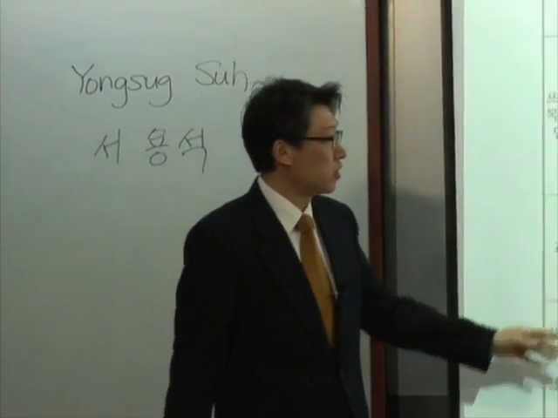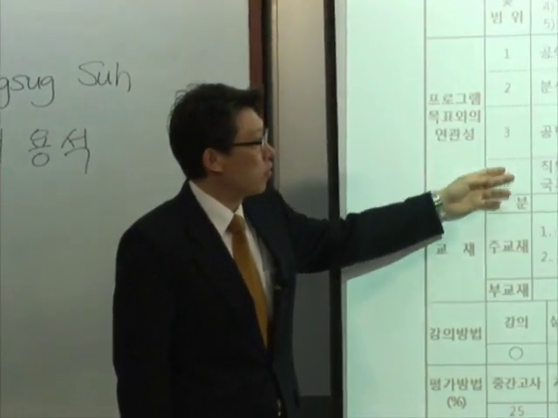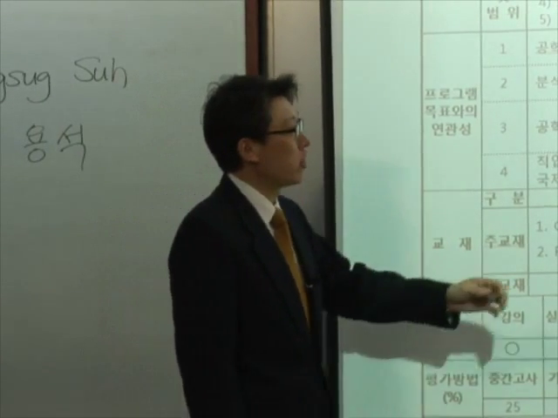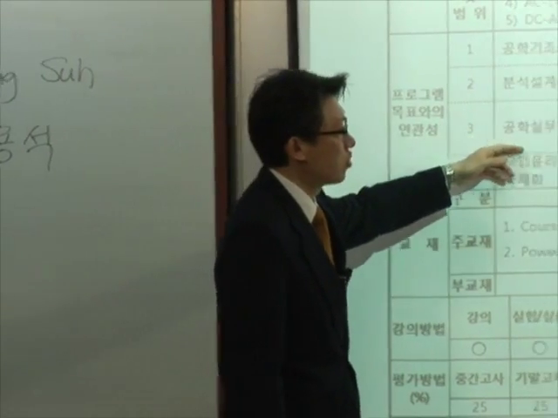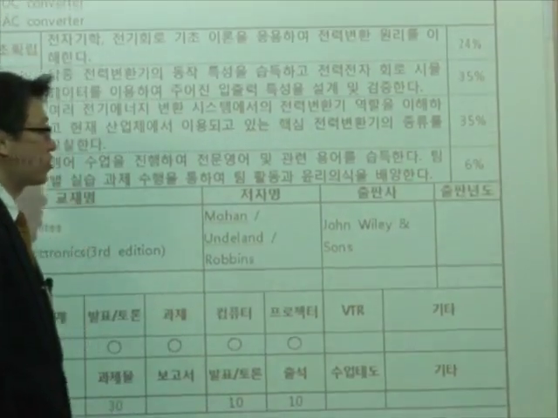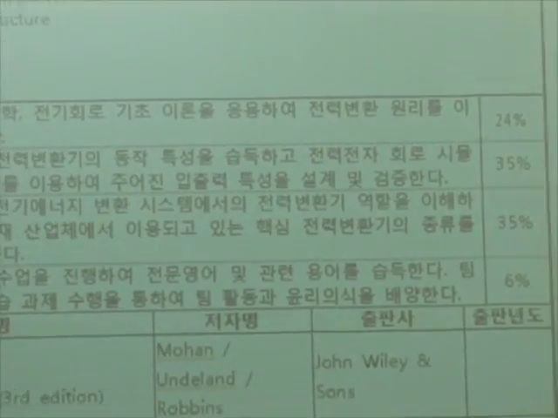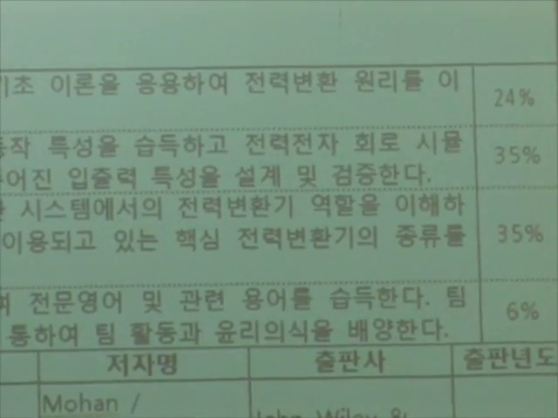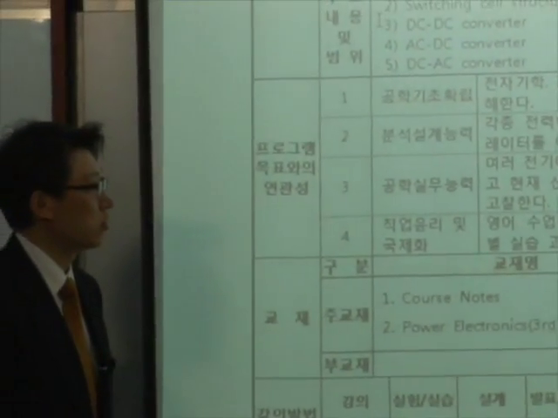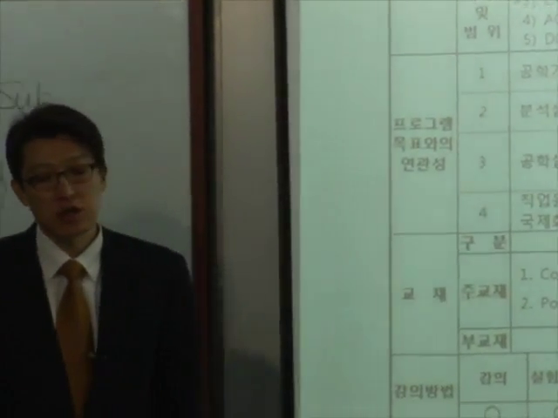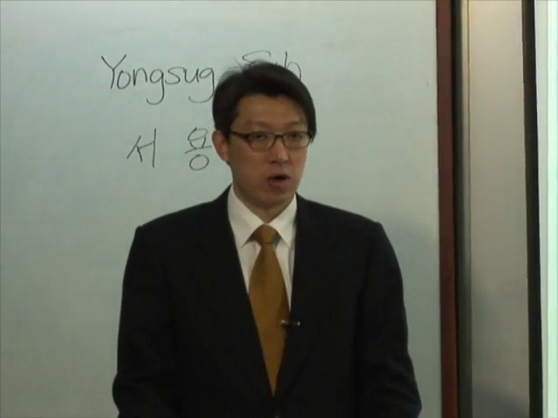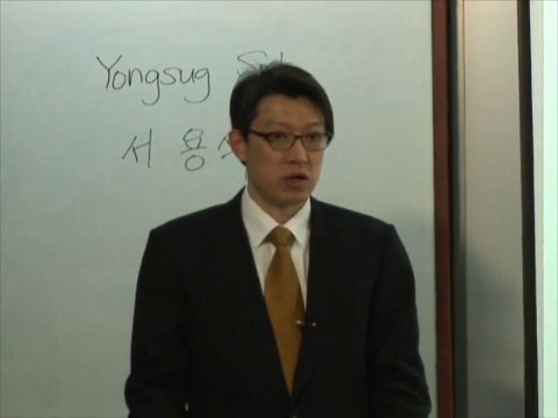But in our case, we have these 4 goals, and this course has some relationship with each of these goals with this percentage, 24%, 35%, 35%, and 6%. So as you can see this course is aimed to focus on 분석 설계 능력 and then 공학 실무 능력, okay? And these are because this course is kind of applied or application-oriented course in industry.